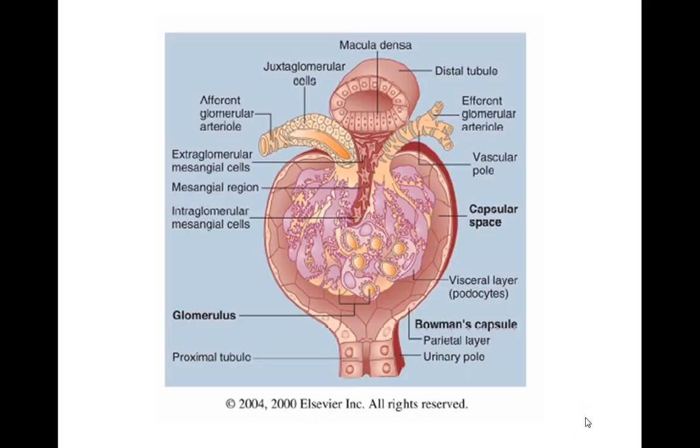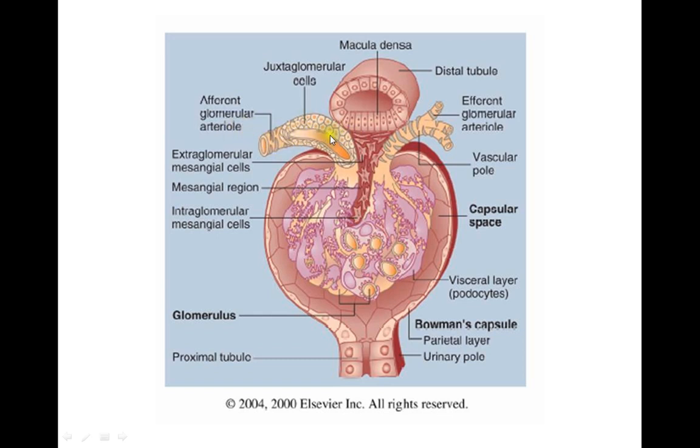Tonight I want to explain the structure of glomerulus in more detail. You see in this slide a schematic representation of the glomerulus under the electron microscopy. We begin from here. This is afferent arteriole.